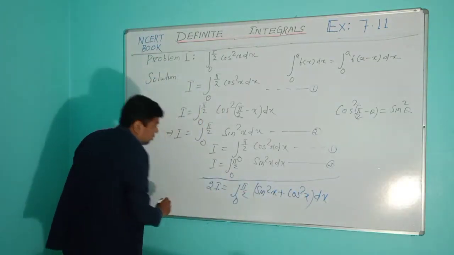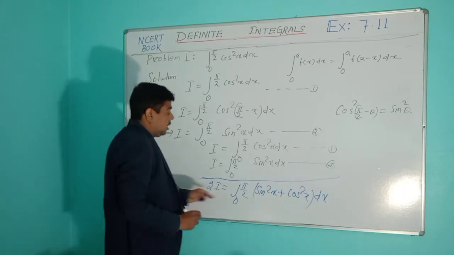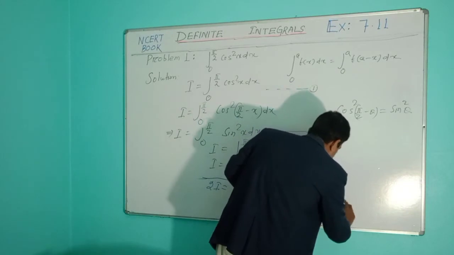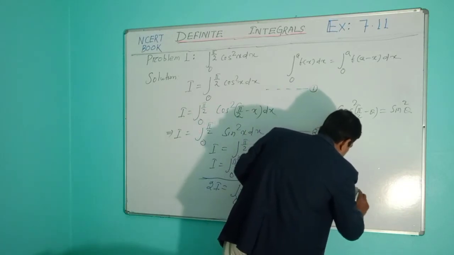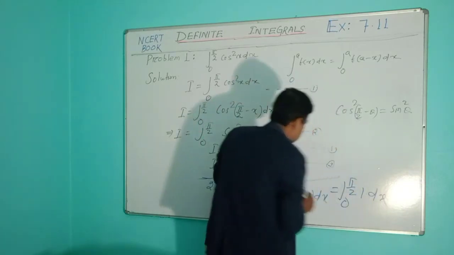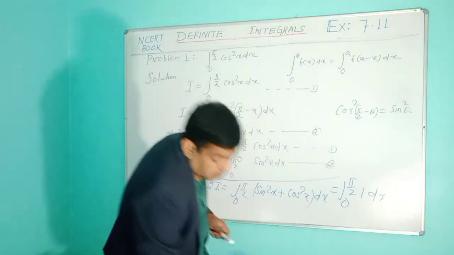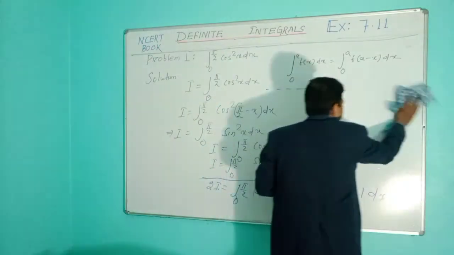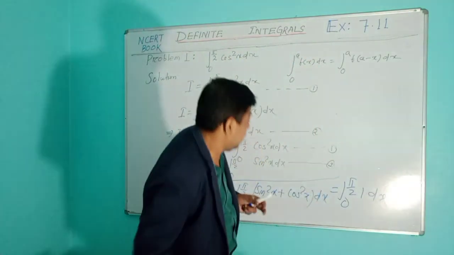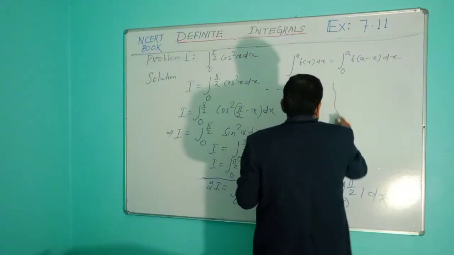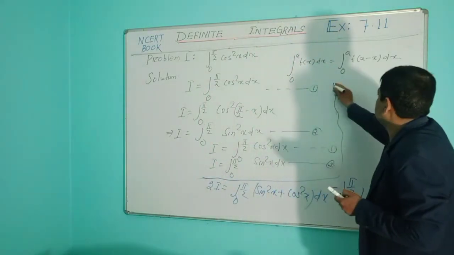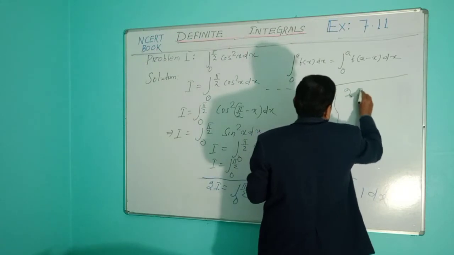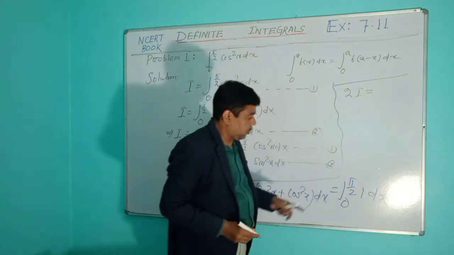And you know sin square x plus cos square x is 1. So we can write the integration of 0 to pi by 2 of 1 into dx. Is it clear? Understand? So you can easily understand here. Now see, 2I is equal to the integration of 0 to pi by 2 of dx.